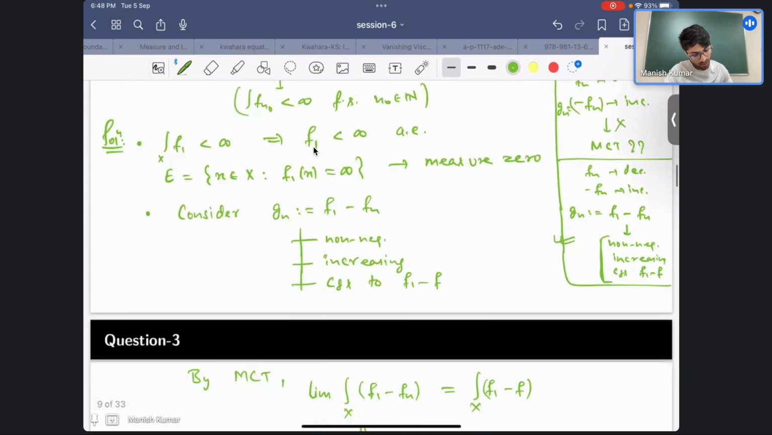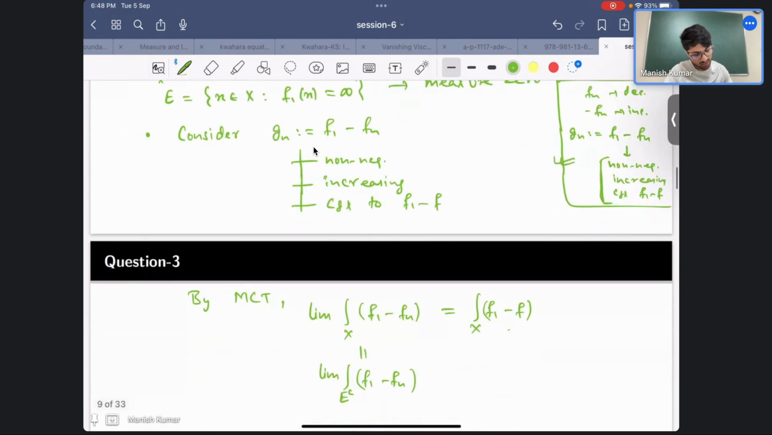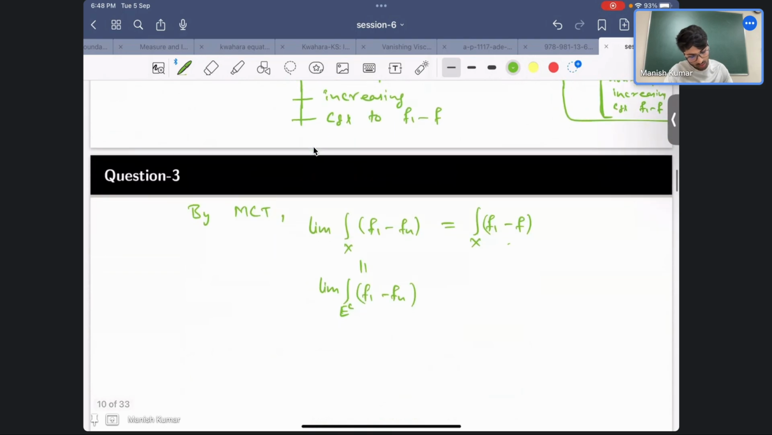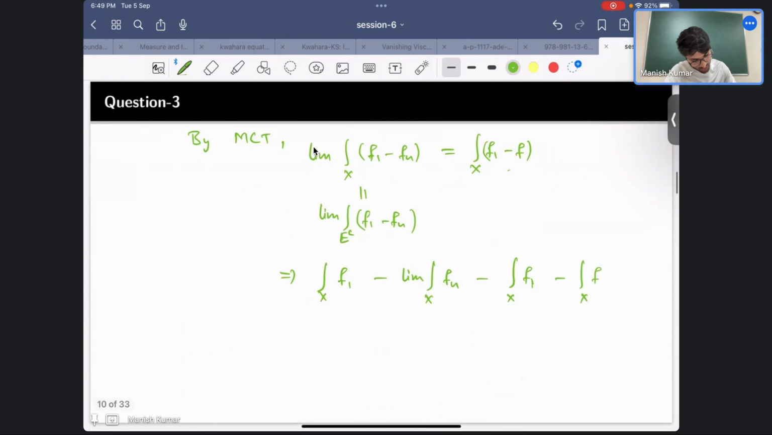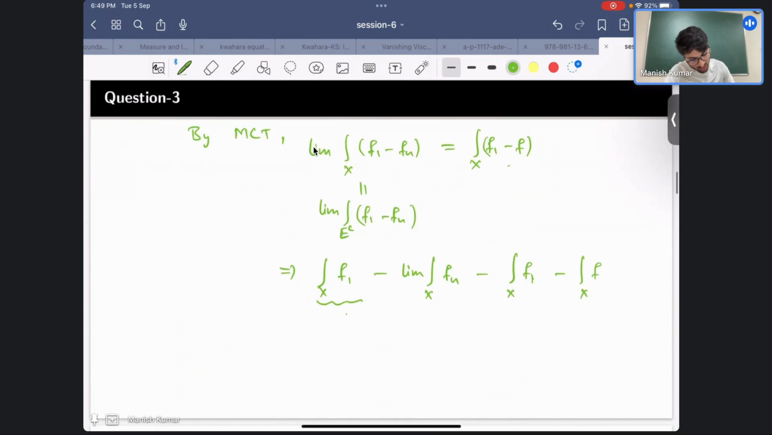In that way, both things are sensible. Now you can just distribute the limit. So f1 is independent of n, so this is the integral of f1 over X minus the limit of the integral of fn, which is the integral of f over X, right? Now you know this quantity is given to be finite.